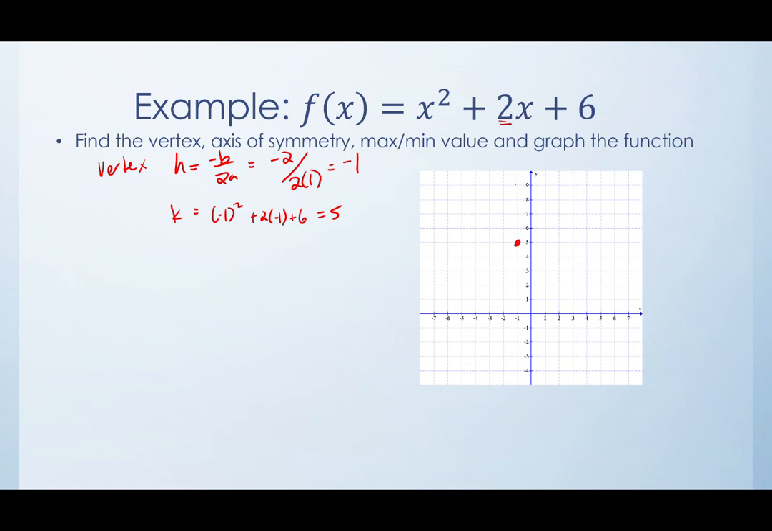And I know that the axis of symmetry is going to go through the x-coordinate of that vertex. So the axis of symmetry is going to be x equals negative 1. I do know that my a is equal to 1, so it's opening up, so the vertex is a minimum.